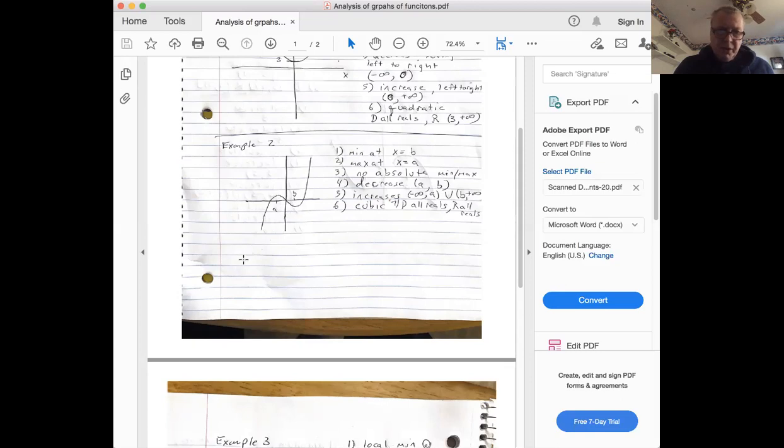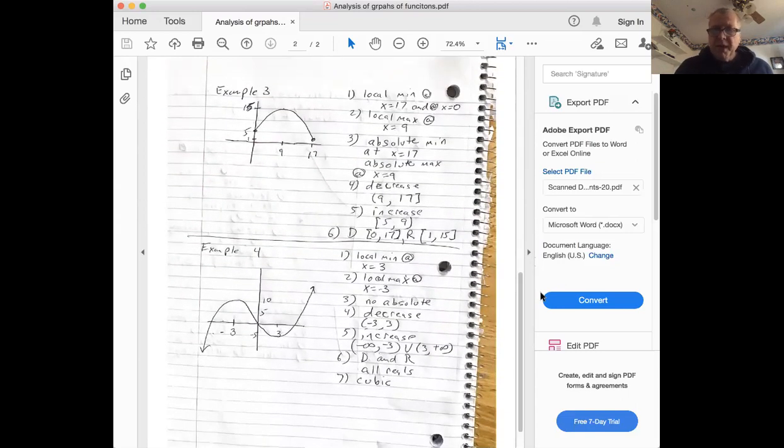Where does it increase? Well, it starts back here at negative infinity and goes up, up, up to A. Not including A, because again, it levels off. It doesn't either increase or decrease there. It's a local min. Okay, so from negative infinity to A, we're increasing. Then it starts up again at B and goes to positive infinity, but it starts around B, not quite at B. So we leave it open. So we have negative infinity to A, union B to positive infinity. Our domain and range are all real numbers because it's a cubic.